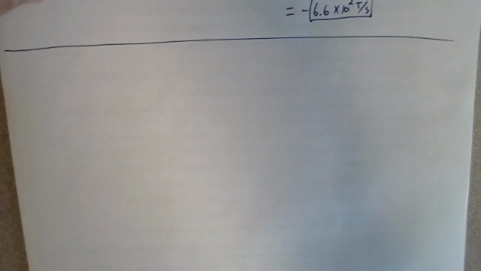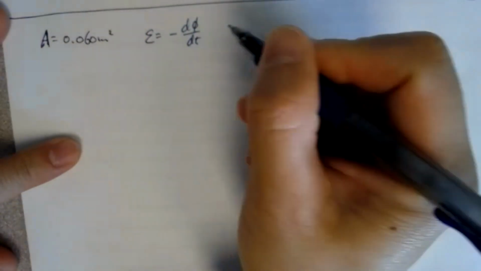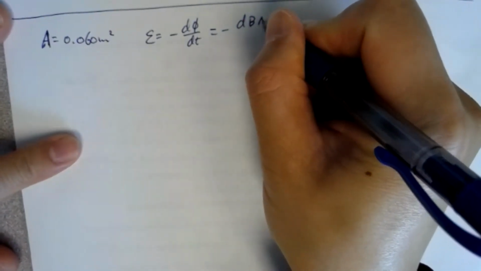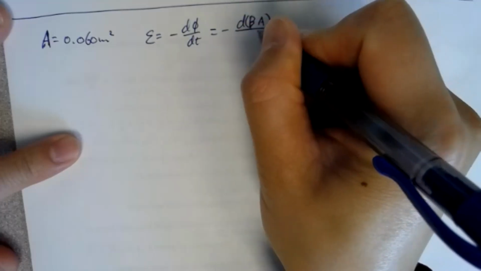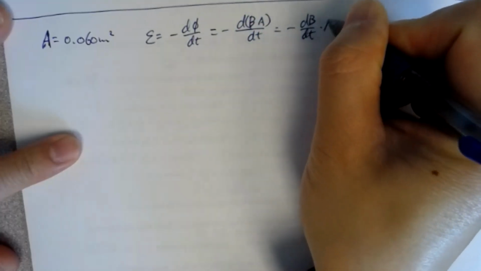The area is given as 0.060 meters squared. The EMF is equal to minus dΦ over dt, and Φ is equal to B times A, so this is minus dB over dt times A.